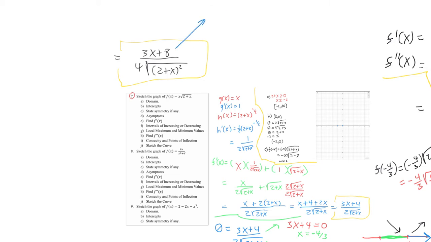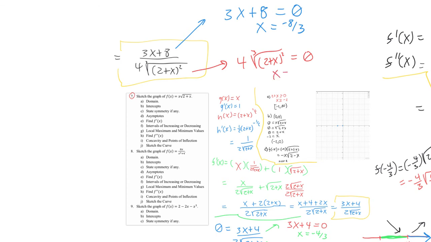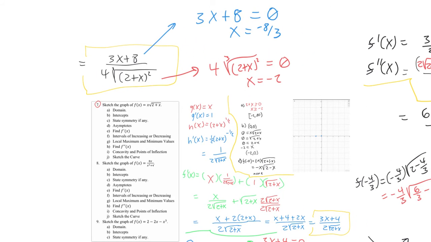So when you set this equal to 0, it would be that, and when you set this equal to 0, it would be this, 2 plus x squared. When you solve the top, it would be negative 8 over 3. And when you solve the bottom, that would turn into x equals negative 2. So those are the critical values associated with the second derivative.